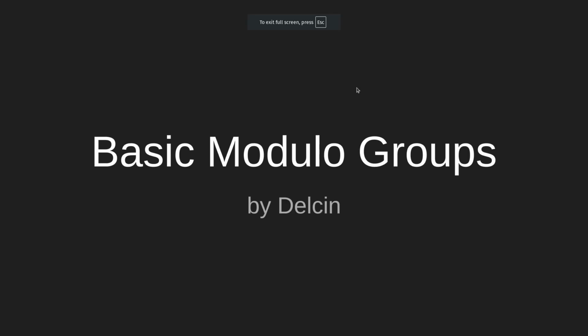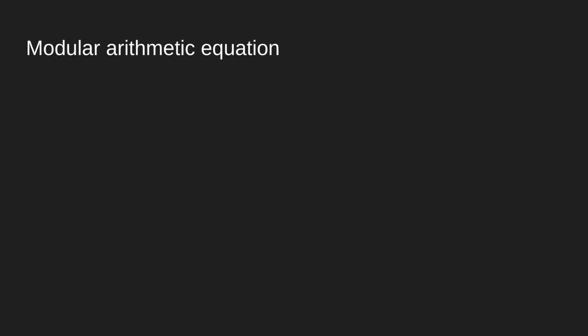So now we are going to understand the basics of modular arithmetic and group theory. Okay, so the modular arithmetic equation. I have introduced this equation in the introduction. I attributed this to Gauss. Yeah, we got this notation from Gauss.